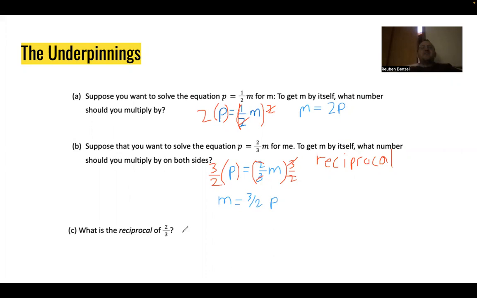And in the next question, I just ask you, what is the reciprocal of 2/3? So we call that 3/2. These are the underpinnings of the big bad question that you are about to see. Now we're going to extend this idea of the reciprocal, which just simply means we take A over B and we flip it to B over A. And we're going to extend it to this big bad SAT problem.